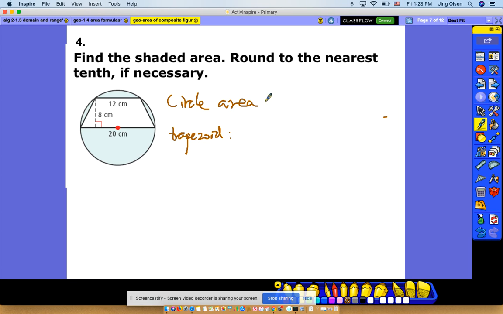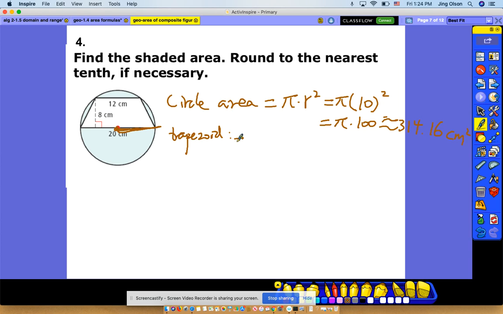The circle area will be pi times radius squared. The radius of the circle is 10. So pi times 10 squared, pi times 100, is 314.159, or 314.16 centimeters squared. So this is the area of the circle.